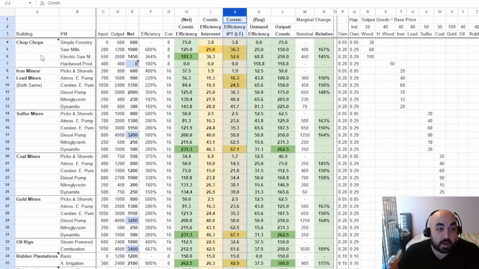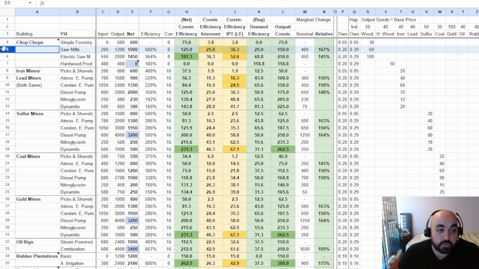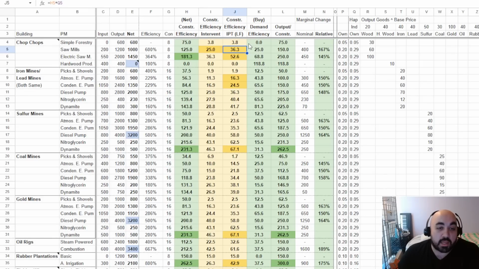So for the chops, you'll notice something. Sawmills is extremely early tech, and it's going to have a construction efficiency of 36. There is no other resource you can build extremely early in the game that is going to have anywhere near this much. It's also important to note the difference between simple forestry and sawmills is absolutely enormous, because the simple forestry is shopkeeper owned, so it's only going to provide 5% to the investment pool, whereas this is capitalist owned, so it's going to provide 20% if you're on interventionism.